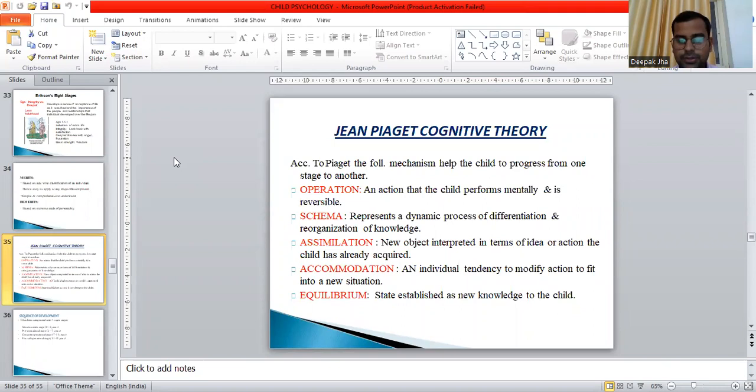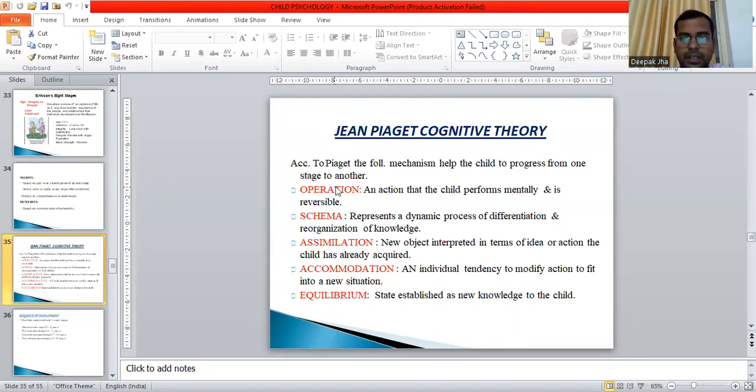So the next theory that we will see now is Jean Piaget's cognitive theory. According to Piaget, the following mechanism helps the child to progress from one stage to another. Basically, Piaget has given a cognitive theory. Cognition is the process of thinking. So Piaget has basically given a theory which helps us to understand how thinking develops.